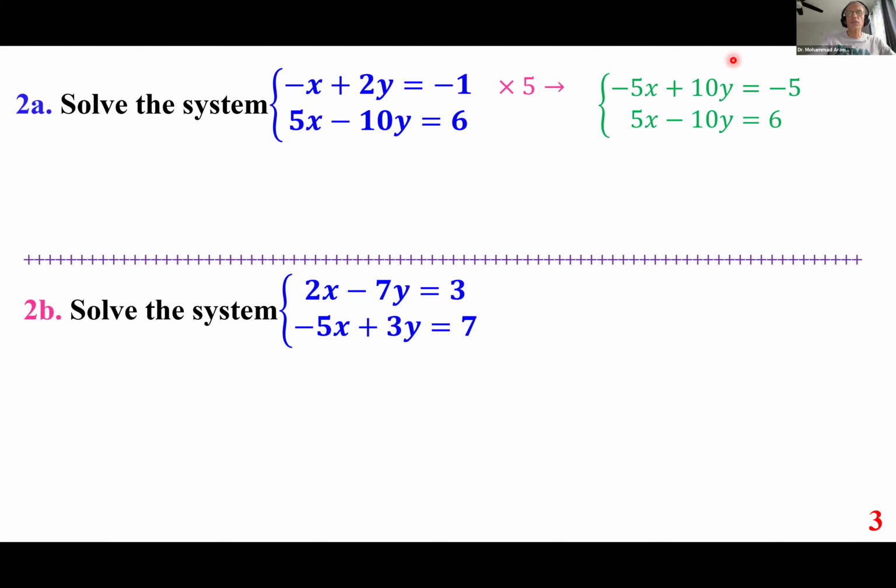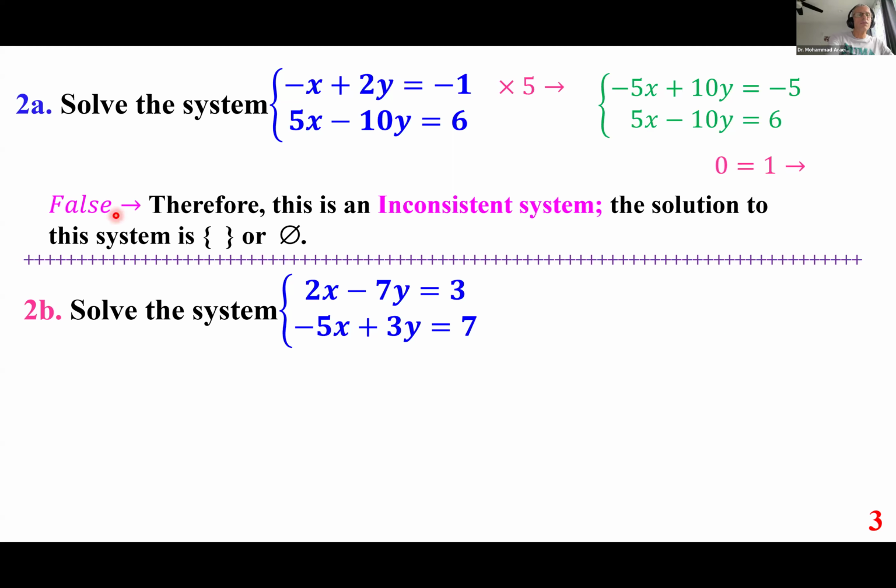Obviously, these two cancel each other. These two cancel each other. So we get 0. But these two add up to 1. Is this a true statement? No. Because it's a false statement, therefore, this is an inconsistent system. The solution to this system is an empty set. This is phi, a Greek letter that represents an empty set.